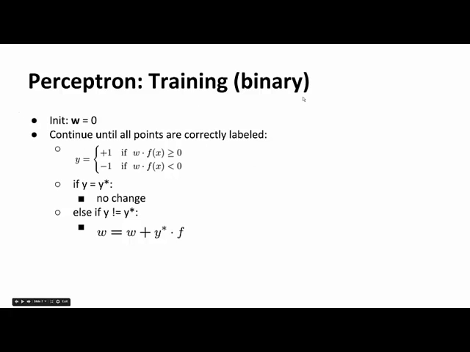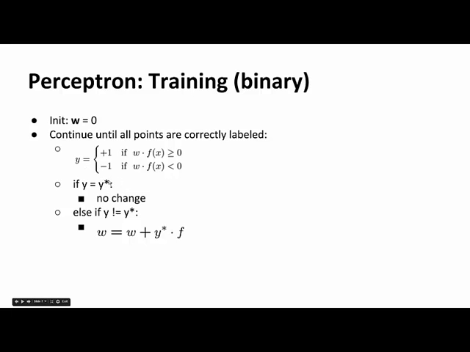This is only in the binary case. We'll generalize to the multi-class case in the next slide. But for the binary case, you only have one weight vector. And initially, that weight vector is a vector of all zeros. And then we're going to loop through all the training data points until we can correctly label all of them. So the first step is to find the label that we classify for the training point x, which is just going to be the formula that you saw on the previous page, where we just take the sign of the weight vector dot product with the feature vector.